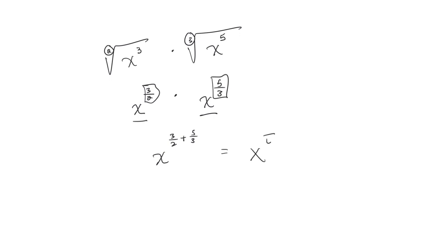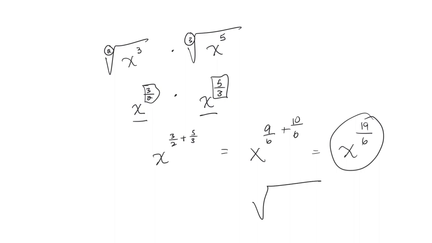And I guess I have to do a common denominator, which will be 6. So it'll be 9 sixths plus 10 sixths. So that'll be x to the 19 sixths. So then I could take that fractional exponent and convert it back to a radical. So it will be the 6th root of x to the 19th. So the index does come to be 6, but that exponent changes.